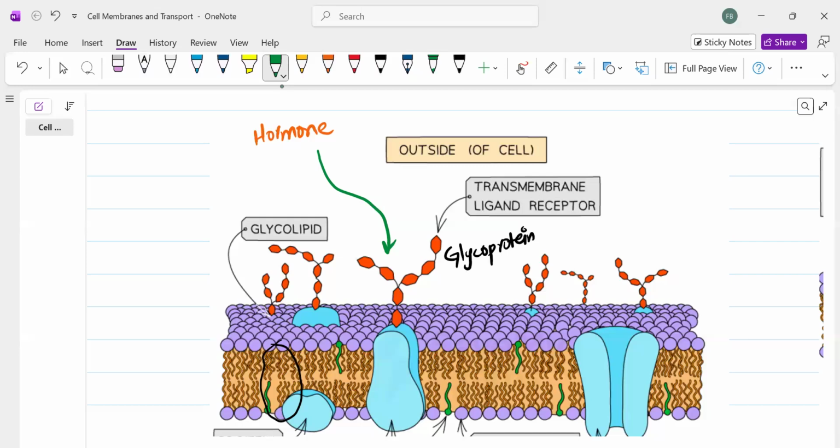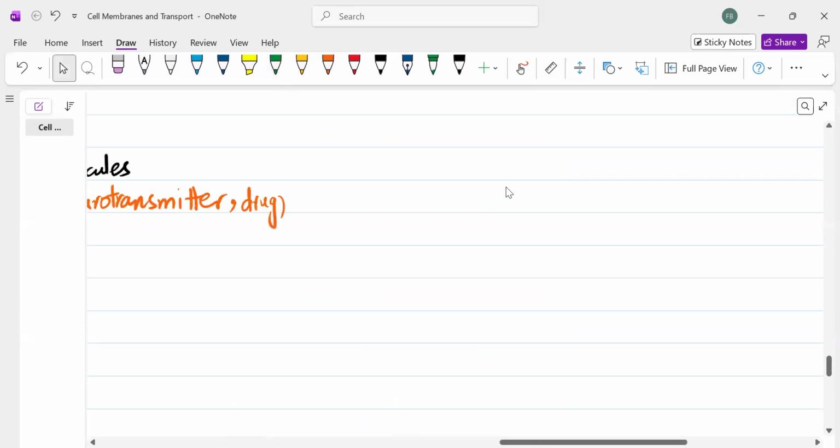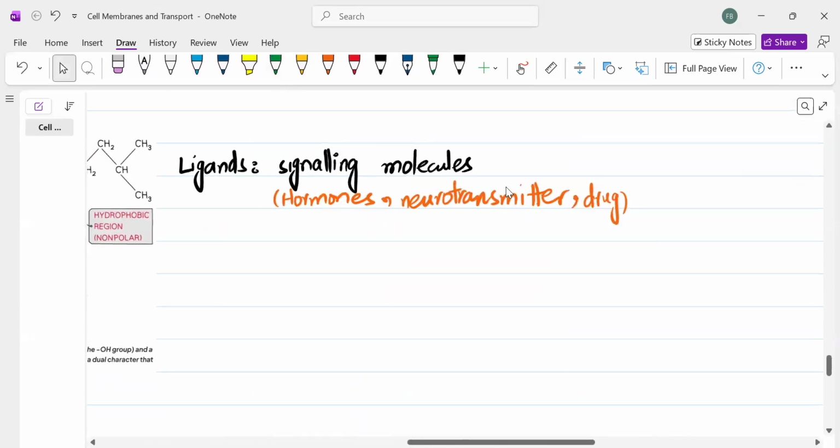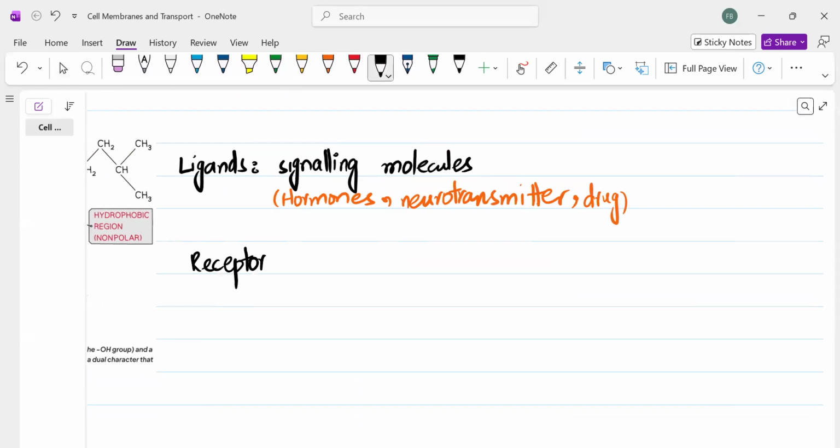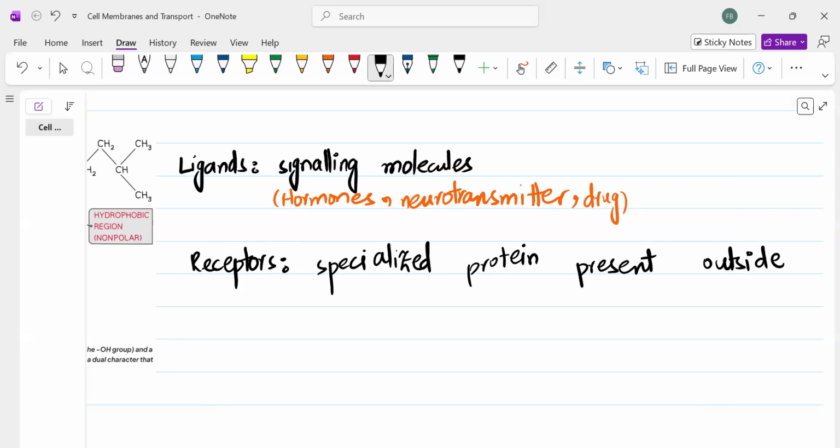They can attach to the glycoprotein. Receptors are, and I can simply mention over here, specialized proteins, and they are present on the cell surface, outside the cell surface.